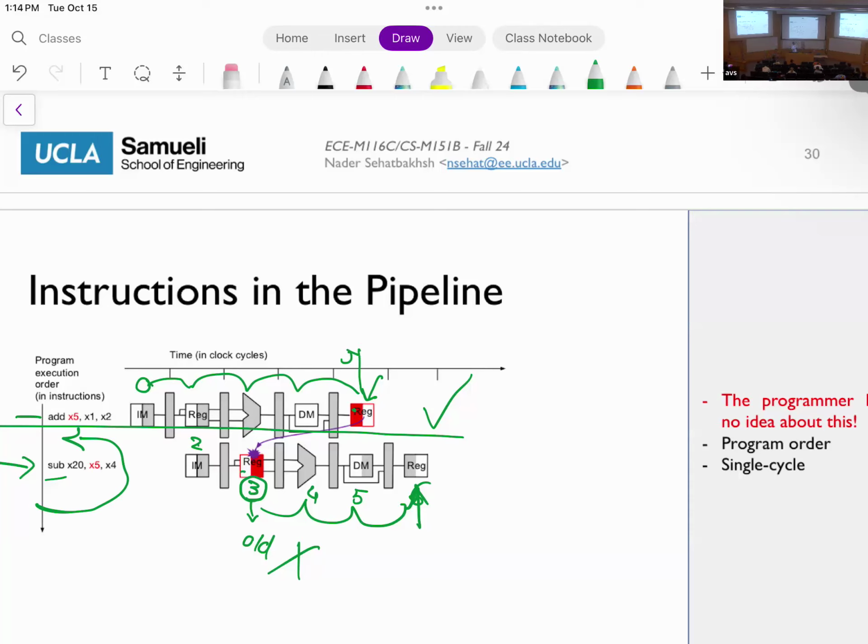Any other suggestions? Delay was the first solution. So you can either delay or you can find an independent instruction and reorder. These are the two main solutions. There will be a third. Kind of the same as reordering, yeah.